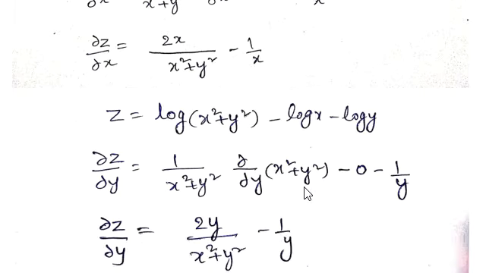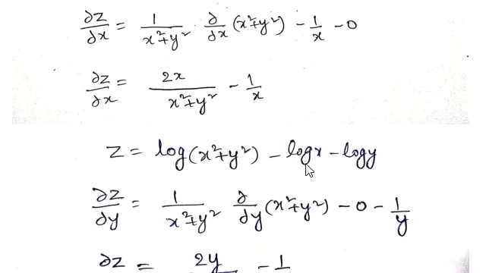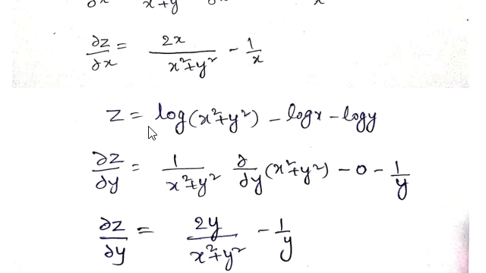And if you write z once again, that is log of (x square plus y square) minus log x minus log y, and we're differentiating this z partially with respect to y. So that is ∂z/∂y. Once again, in the form of log x, so it is 1 by (x square plus y square), and ∂/∂y of (x square plus y square). With respect to y, x is constant, so the whole log x term is constant, whose differentiation is 0. And log y is in the form of log x, so it is 1 by x, and in place of x we have y, so it is 1 by y here.